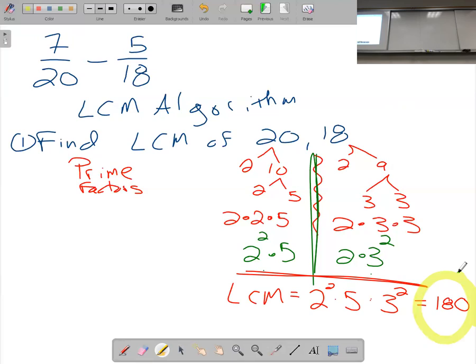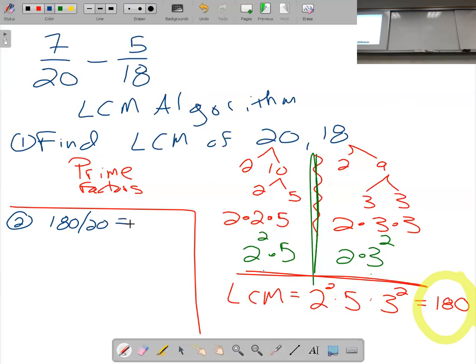But I had to do all that work just to come up with a denominator. Next, I have to figure out, well, how many times does 20 go into 180? So this was step 1. Over here, I'm going to put step 2. Step 2 is to say 180 divided by 20 is what? 9. And then 180 divided by 18 is 10. So that tells me right there that up above I need to multiply by 9 here and here. And I got to multiply by 10 here and here.